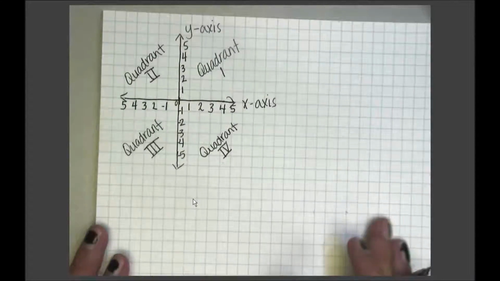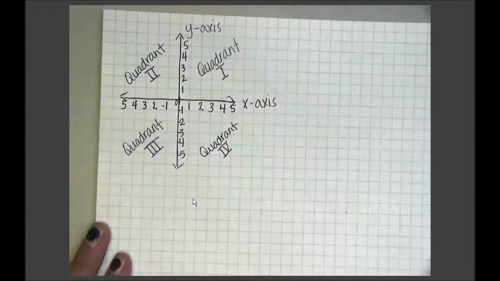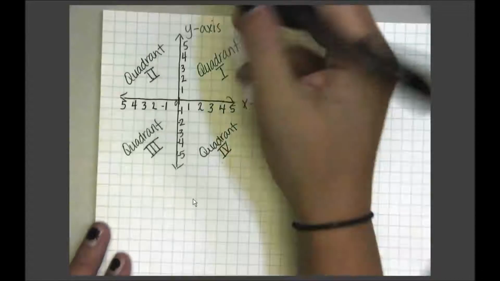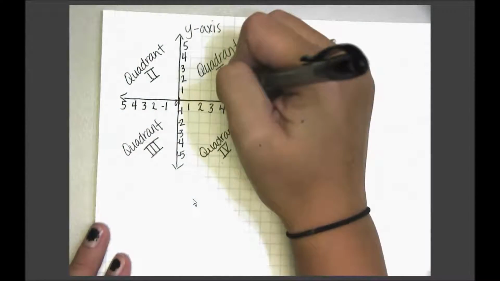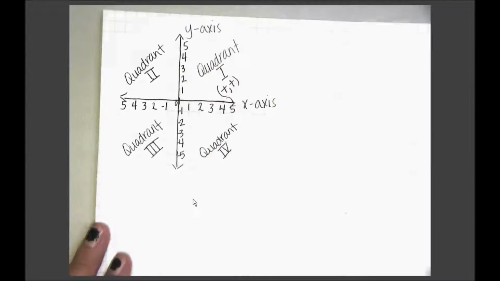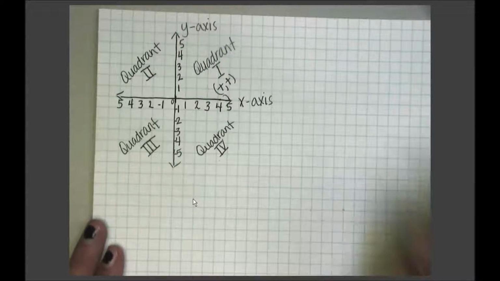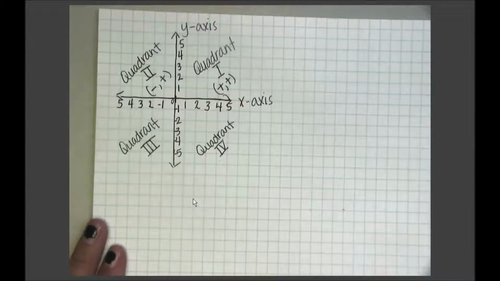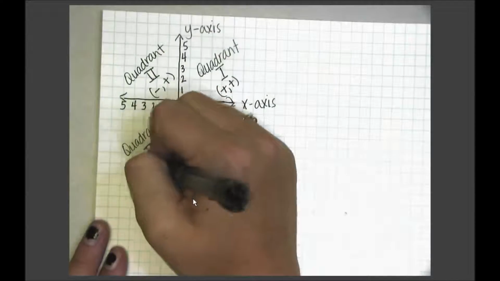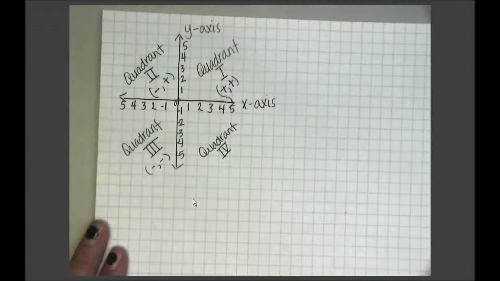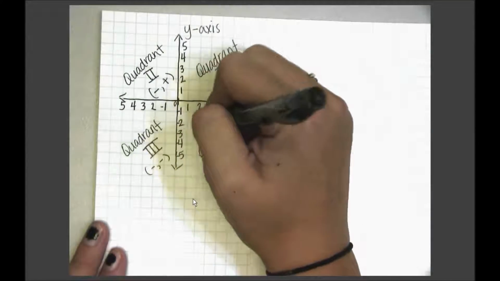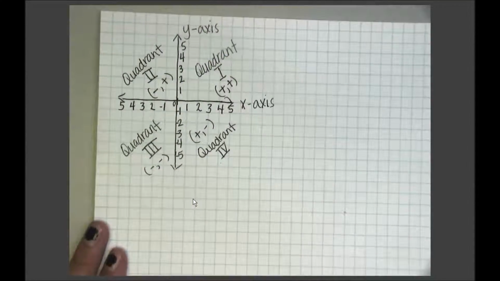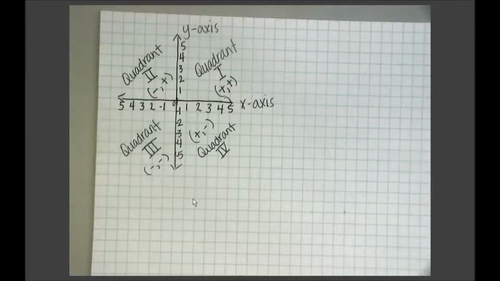Okay, now when you are doing quadrants, a lot of the times your ordered pairs, which we'll talk about in a minute, if it is in quadrant 1, it is going to be positive, positive. If it is in quadrant 2, it's going to be negative and then a positive. If it's in quadrant 3, it's going to be negative, negative. And if it's in quadrant 4, it's going to be positive, then negative. So a lot of the times when they give you questions about seeing if it's in a certain quadrant, but they don't give you a graph to look at, this is something that will help you to remember.